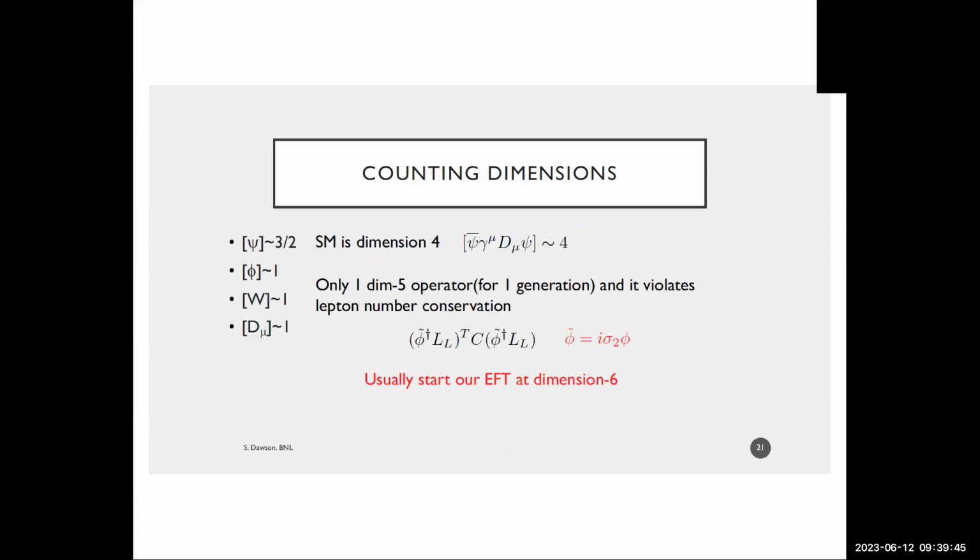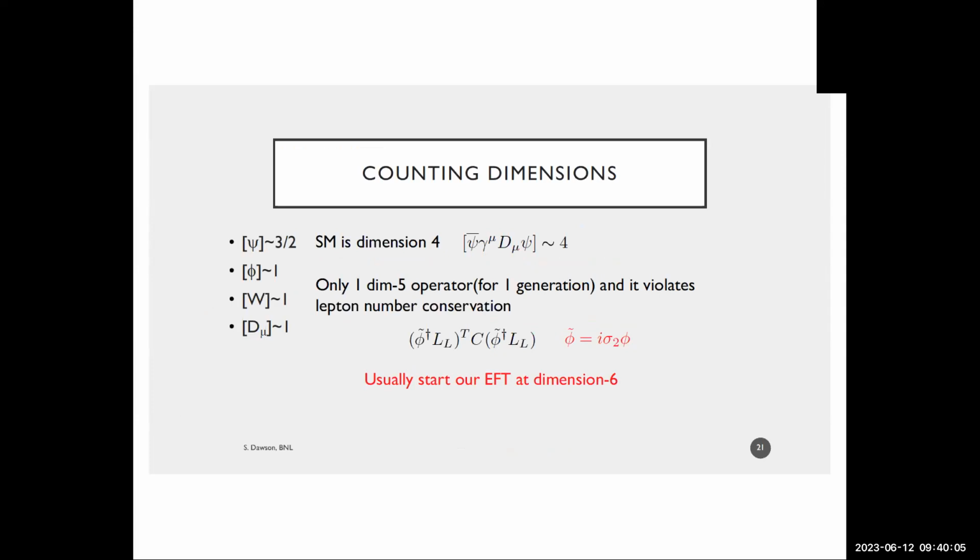Okay, so here's counting dimensions to go with your question. If you count dimension, a fermion has mass dimension 3/2. A scalar is mass dimension 1. Oh, I did write it down. Oh, good. Here we go. And the gauge boson has mass dimension 1, and a derivative has mass dimension 1.